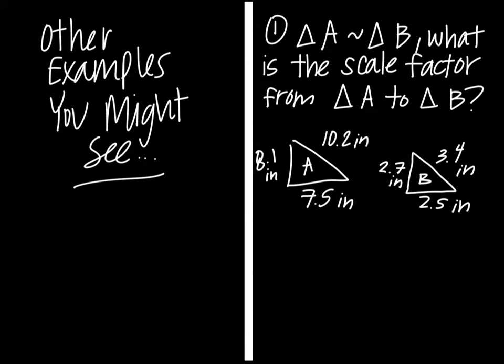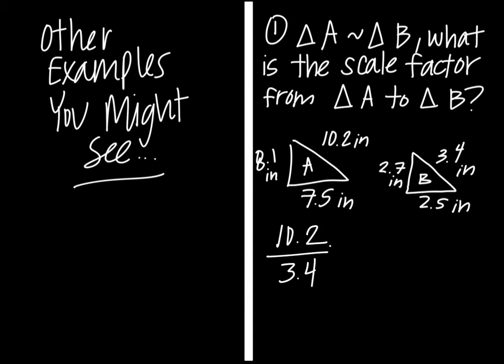Alright, so other examples that you might see. Alright, so number one, we have triangle A, and remember this symbol means similar to triangle B. What is the scale factor from triangle A to triangle B? So what I'm going to do is just pick two corresponding sides. So like 10.2 corresponds with 3.4. Notice how I'm going from A to B, just like the directions say, from triangle A to triangle B. Let's divide those out and see what you got.